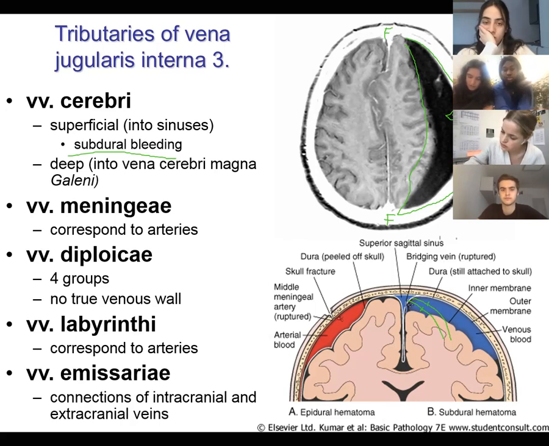Okay, let's proceed. Meningeal veins, similar to arteries, not a problem. Labyrinthine veins, similar to artery, not a problem. And now let's talk about the diploic and emissary veins.